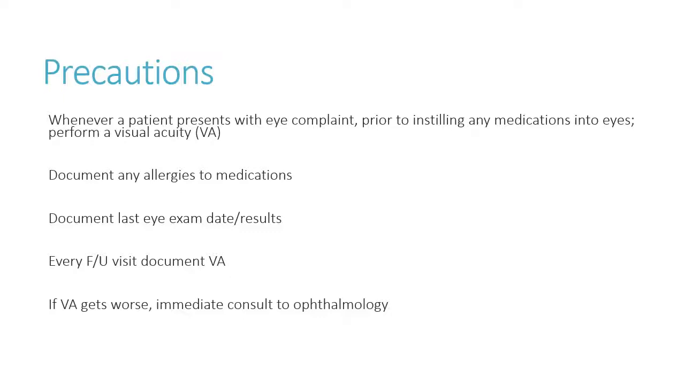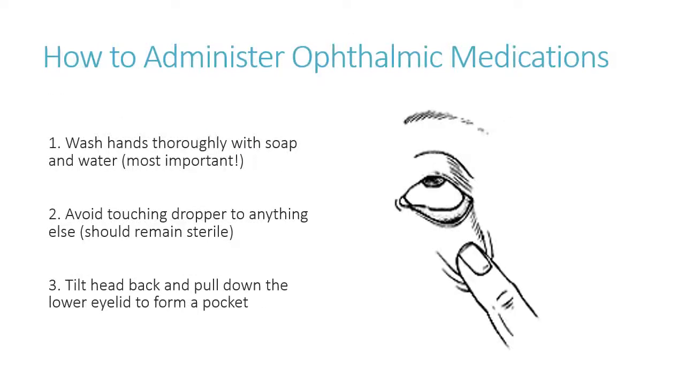Again, before prescribing, make sure you look at their allergies. So again, if you had someone who had a sulfa allergy, or if they say I'm allergic to Bactrim, it should clue you in like, hey, maybe I don't want to use sulfacetamide for these patients, right? And again, on follow-up, make sure you're checking that visual acuity, look for any differences there as well. And obviously, if it's getting worse, consult ophthalmology, right?